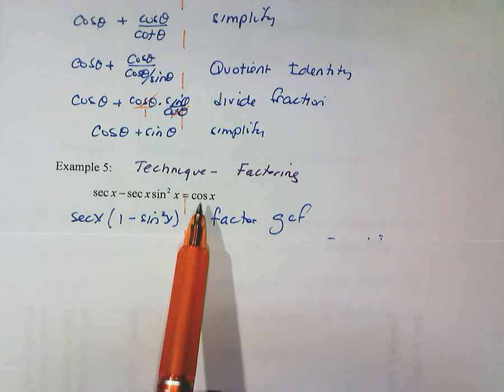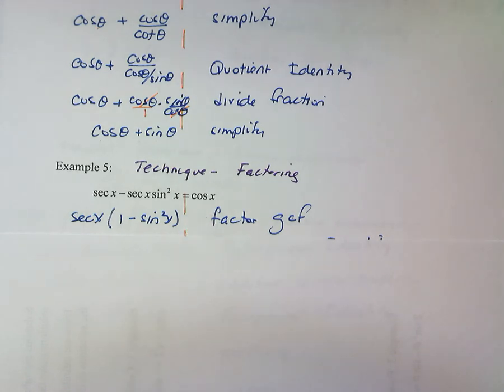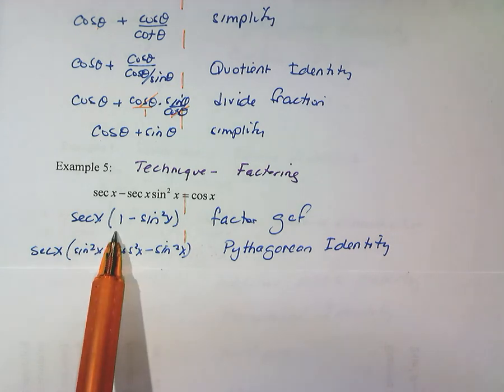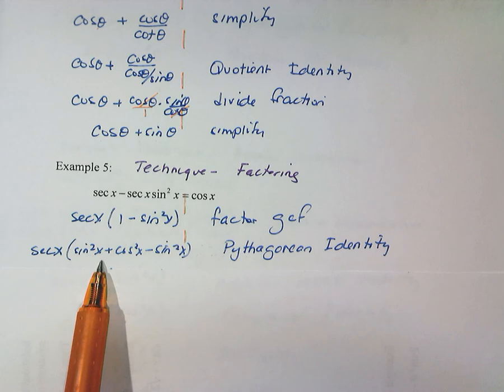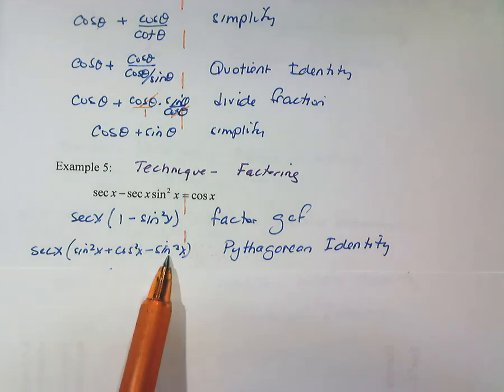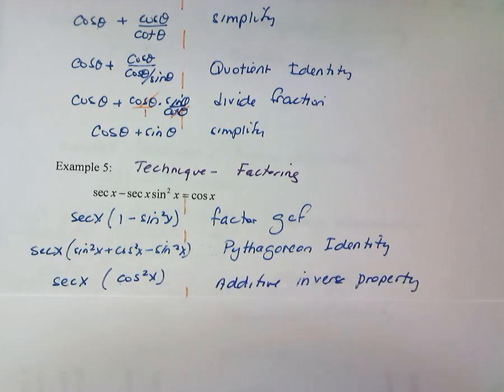Remembering that I want to get down to cosine, my next step is I'm going to replace this 1 with sine squared x plus cosine squared x. That's the Pythagorean identity. Then if you'll notice, I've got a sine squared and a negative sine squared. Well, that's going to equal 0. So secant x times cosine squared x. I have the additive inverse property, or I simplified.